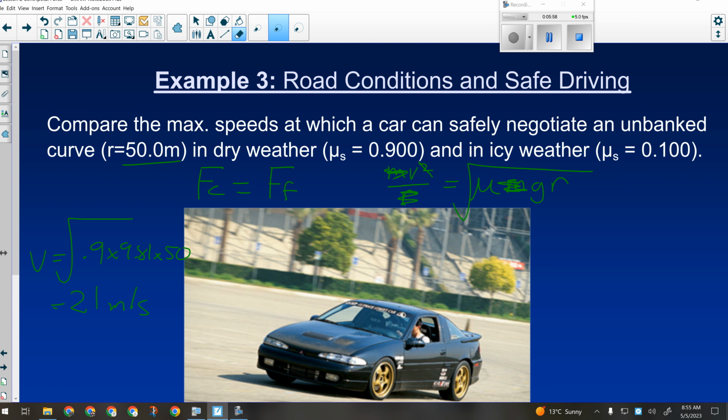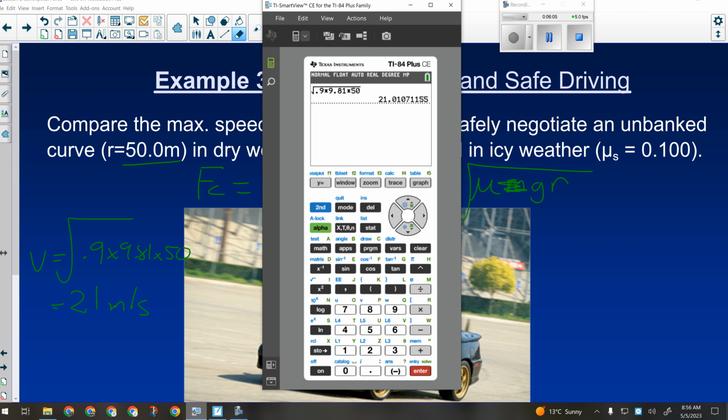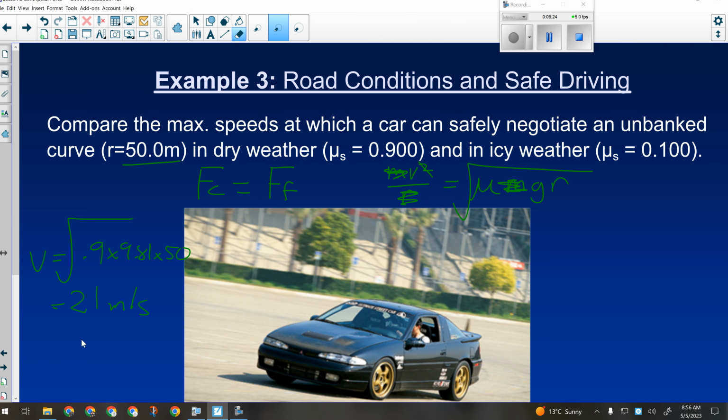Right? Under icy conditions, what do we think it'll be? 7, yeah. So if we plug in those same numbers, but with the 0.1 instead of the 0.9, yep, 7 meters per second. Okay, so do we have to take icy corners slower? Of course we do, we already know that. This is just the physics proof of it. Okay, questions on that?